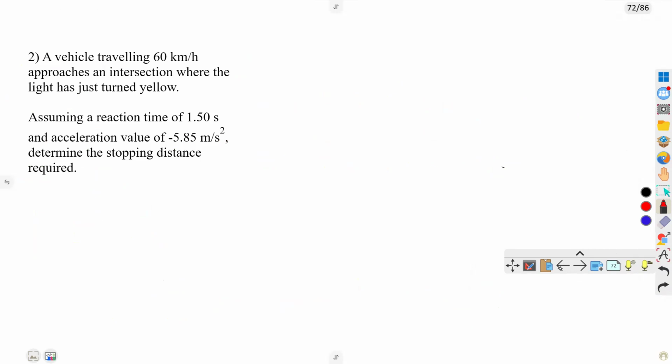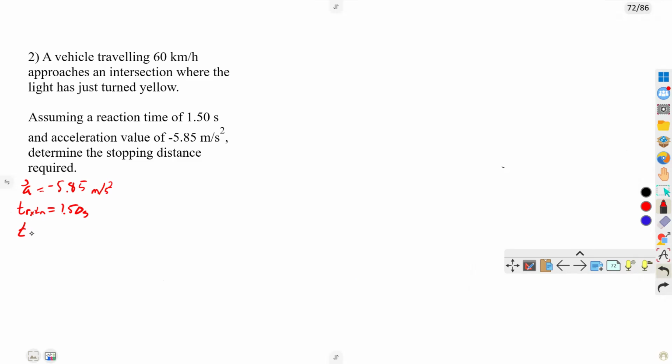And now we're going to be looking at a similar situation, except now, instead of going 110 kilometers an hour, we're going 60 kilometers an hour. So our acceleration is still going to be negative 5.85 meters per second squared. Our reaction time is still going to be 1.50 seconds.